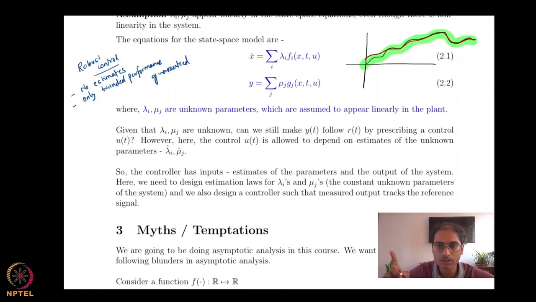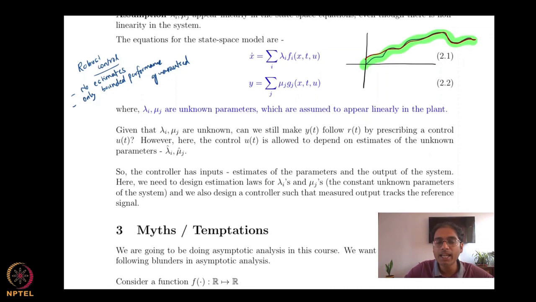Robust control does not do this. It does not use any estimates. It does not design a control based on the estimates. It just says that we are given a controller, then there are these uncertainties. What happens to the system performance in the presence of uncertainties with the nominal controller? In adaptive control, you don't even use a nominal controller.